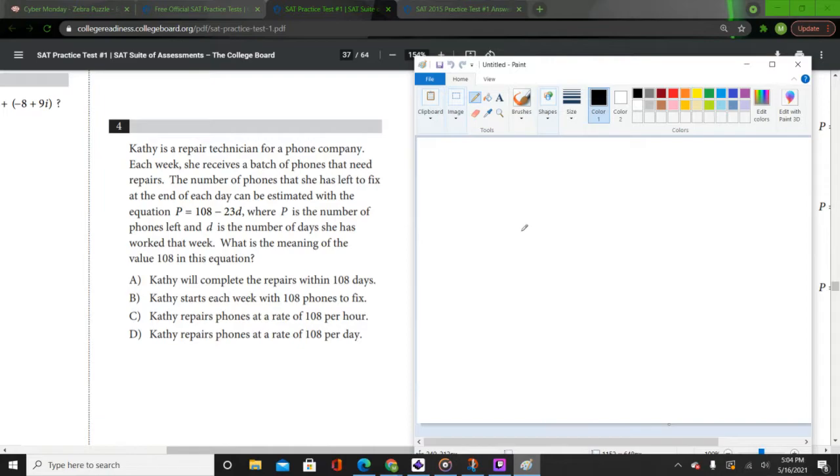Kathy is a repair technician for a phone company. Each week she receives a batch of phones that need repairs. The number of phones that she has left to fix at the end of each day can be estimated with the equation P is equal to 108 minus 23D, where P is the number of phones left and D is the number of days she has worked that week. What is the meaning of the value of 108 in this equation? Right. So this is a meaning question, which means you just have to find what that means.